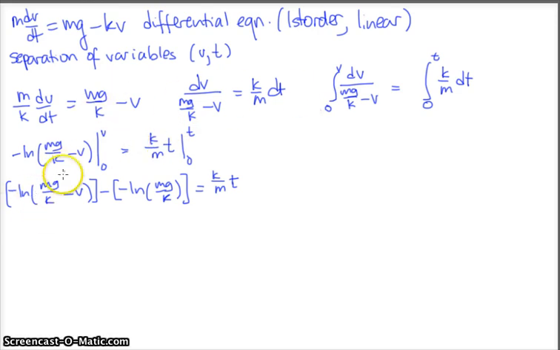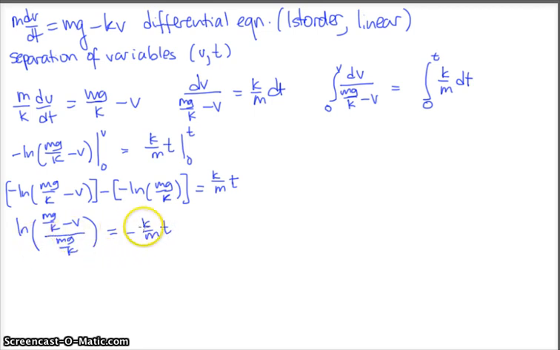So we did the calculus part, now we have to do the algebra part and a little bit of natural logs and stuff like that. So let's rewrite this a little bit. Since I know what the answer looks like, I'm going to put the minus sign on the other side. So I have the log of mg over k minus v over mg over k. This minus sign and this minus sign go to the other side. I have negative k over m times t.